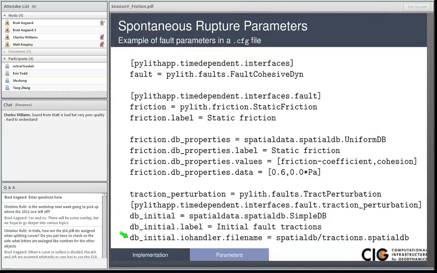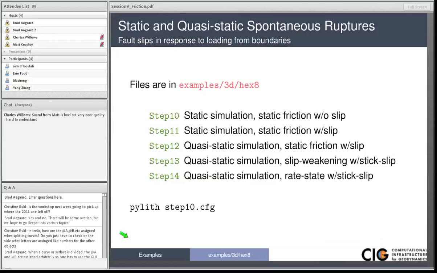In this case, we're just going to say spatial database directory tractions.spatialdb. So let's look at some examples. There are 5 examples that use friction within the 3D hex 8. And step 10 is static friction, where we don't exceed the threshold for slip, so it's not quite that interesting in terms of what the solution looks like. We're going to run step 11, which is static friction, and there is slip, and it's a static simulation.